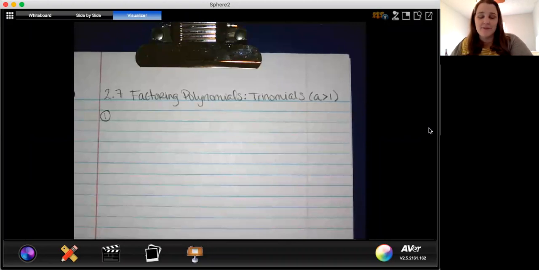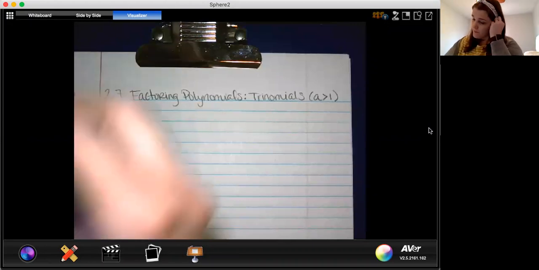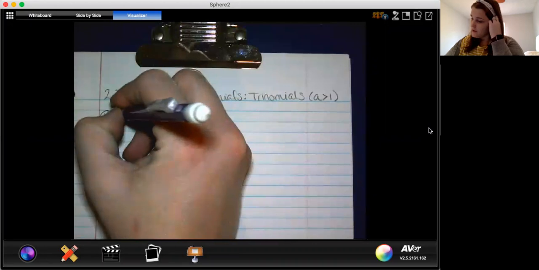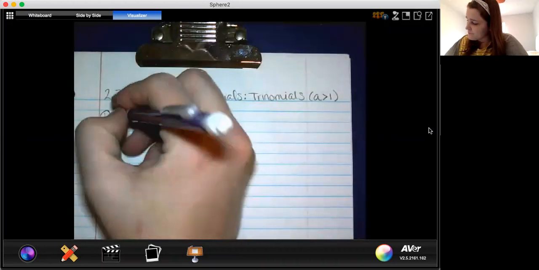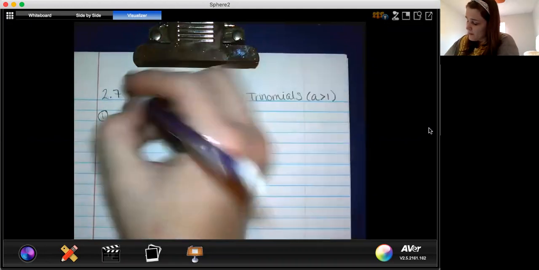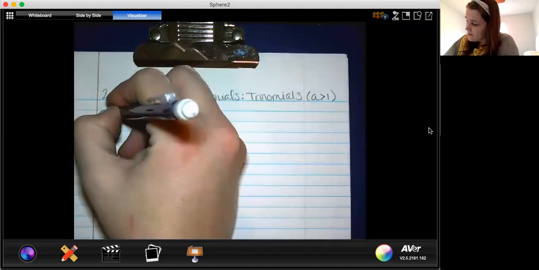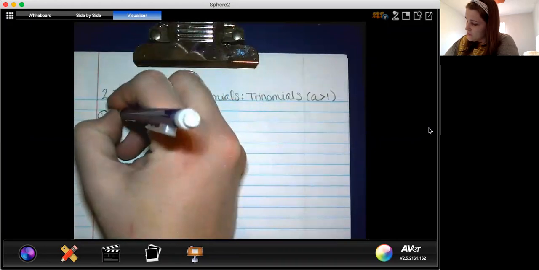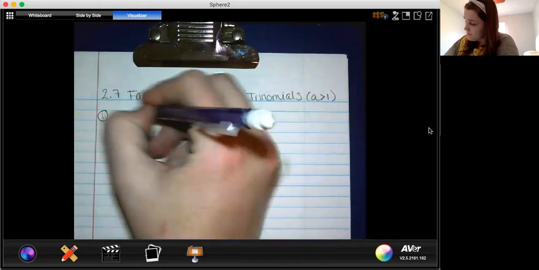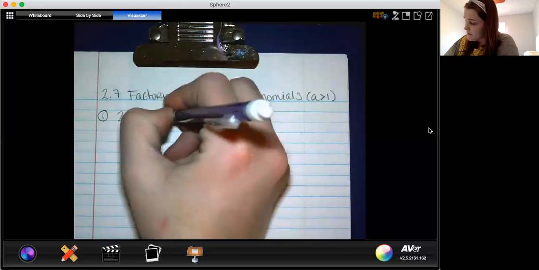2.7 is factoring polynomials with trinomials where a is greater than 1. So we're going to jump on in because we're going to follow all the tips and tricks from the last lesson. So I have 2x squared minus 5x minus 3.